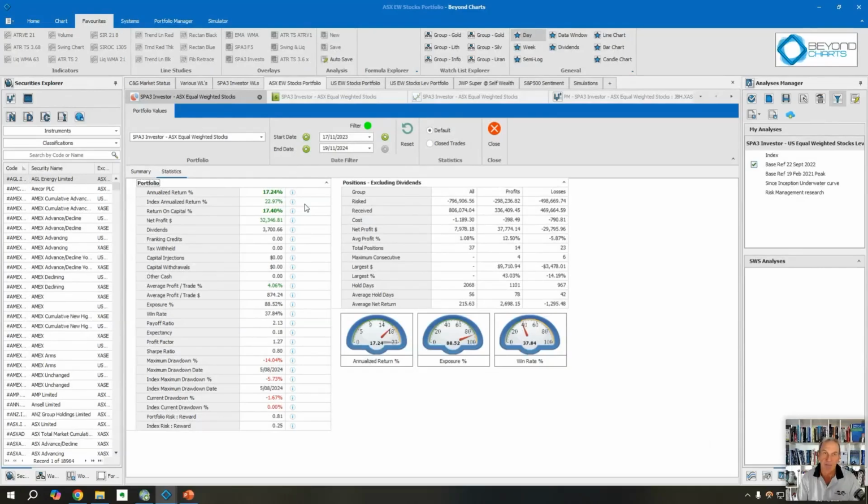accumulation index, or it might be the ASX 200, sorry, being about 4 and 5.5 points ahead of the public portfolio. And there's no doubt that the stock filter, and I'll show you a chart in a moment, has played a role in that being like that.